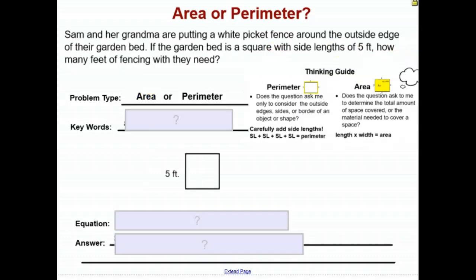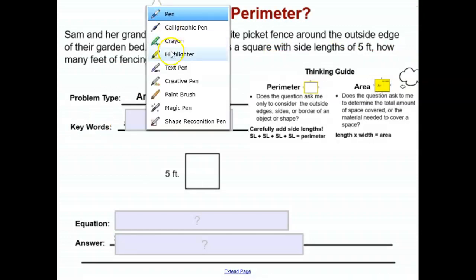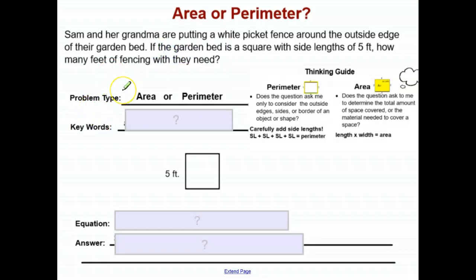Okay, let's do one more together, and then I want you to show what you know, third graders. Let me grab my highlighter again. Let's read this together. Read with your loud and proud voice, please. Sam and her grandma are putting a white picket fence around the outside edge of their garden bed. If the garden bed is a square with side lengths of 5 feet, how many feet of fencing will they need? Pause the video and, you guys, please find any key details that tell you the problem type.